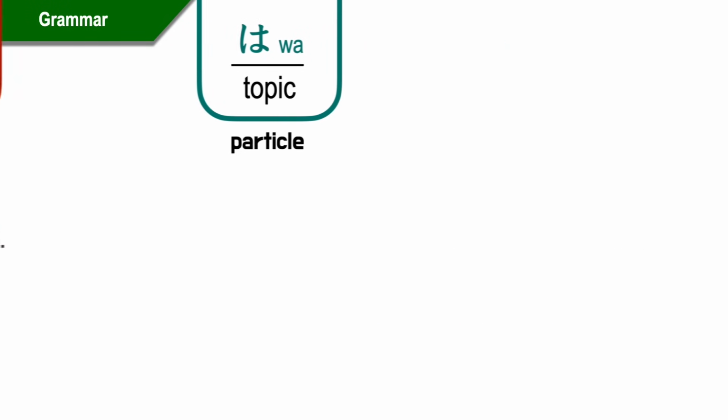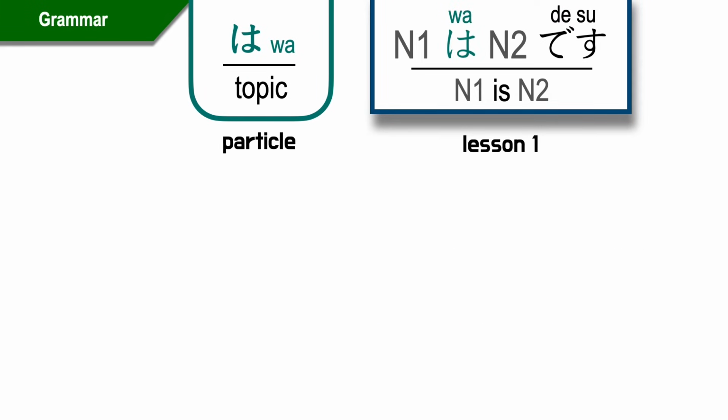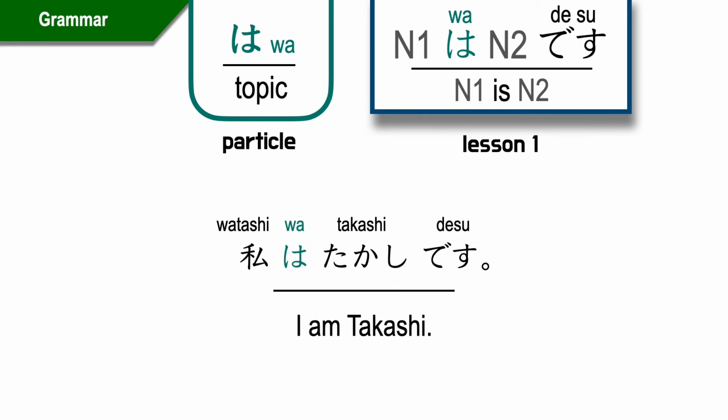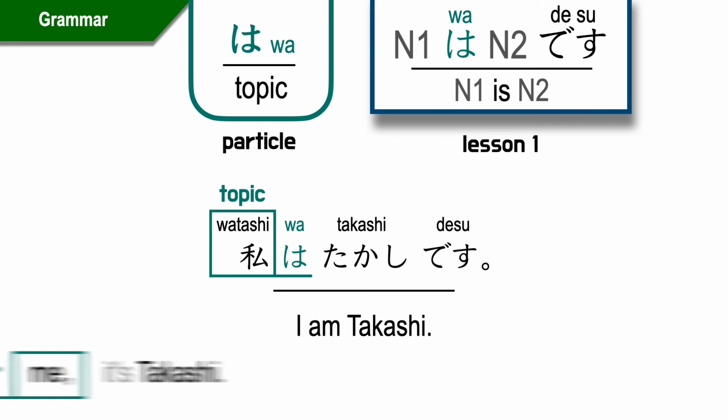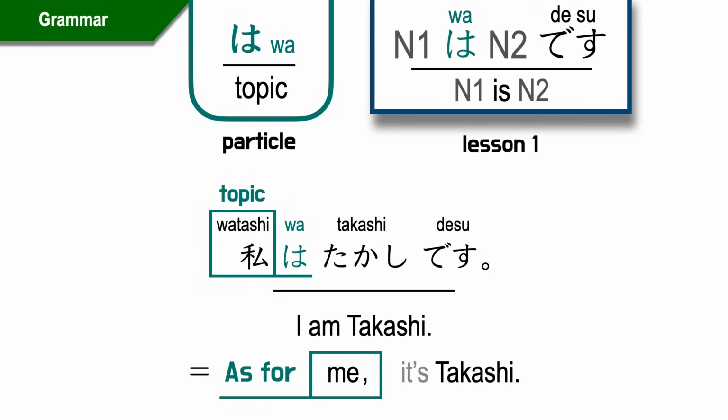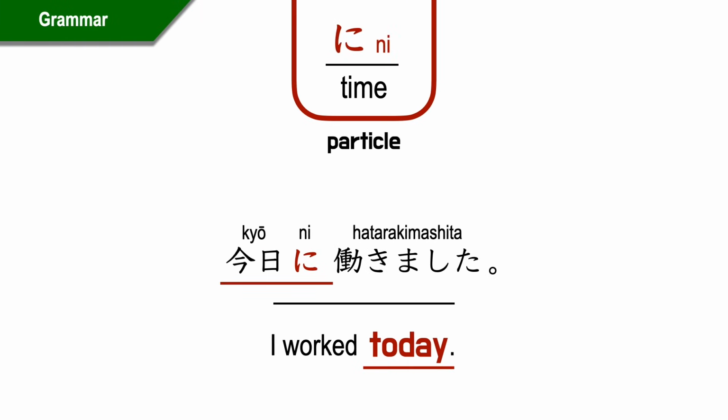The very first sentence we learned in the first lesson was N1 wa N2 desu. 私はTakashiです is translated as I am Takashi. But actually, watashi is the topic of the sentence. So it's more like, as for me, it's Takashi. The topic is watashi, and Takashi is the information about the topic. But anyway, back to the ni particle. Again, remember, kyo is used without the ni particle.